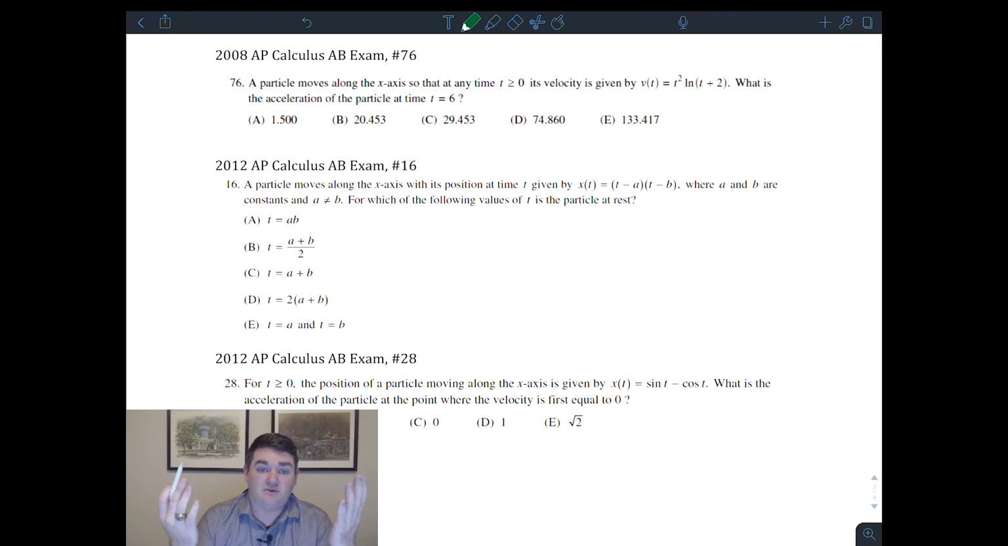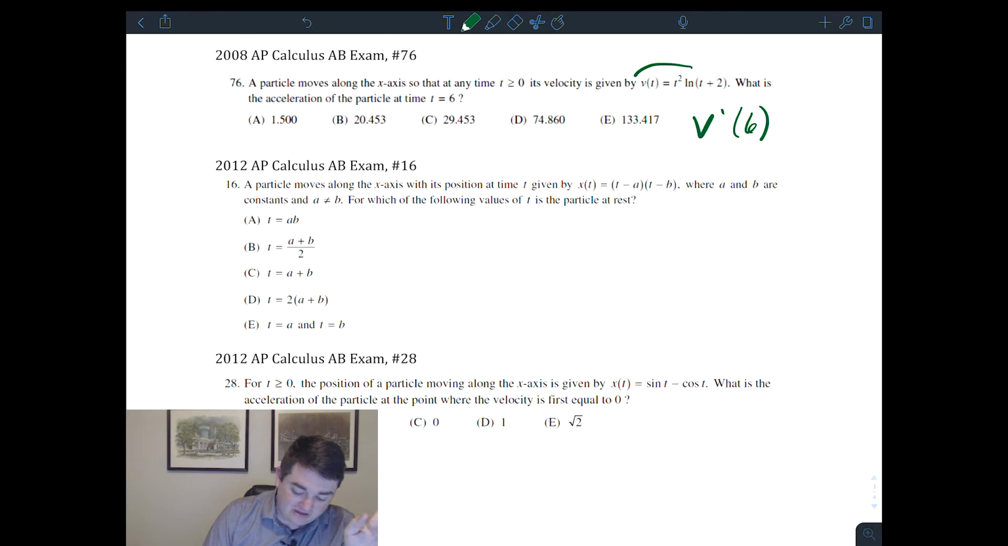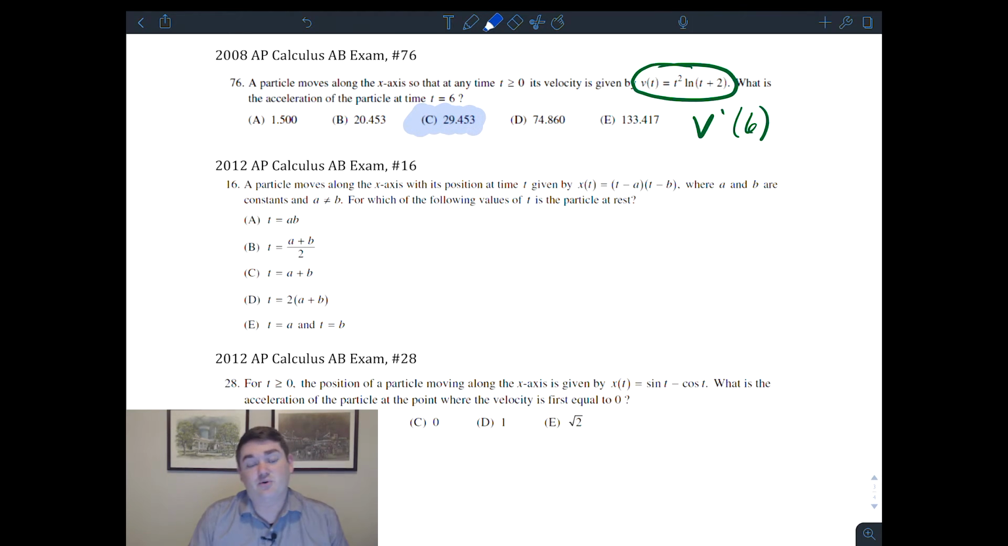Well, they gave me velocity. They asked about acceleration. What's the relationship between the two? The acceleration is the derivative of velocity. So the acceleration at time t equals 6 is the same thing as finding v prime of 6. And again, our calculator is equipped to do exactly this. You feed it this function and say, hey, calculator, take the derivative and plug in 6. It says sure thing, and it spits out 29.453.